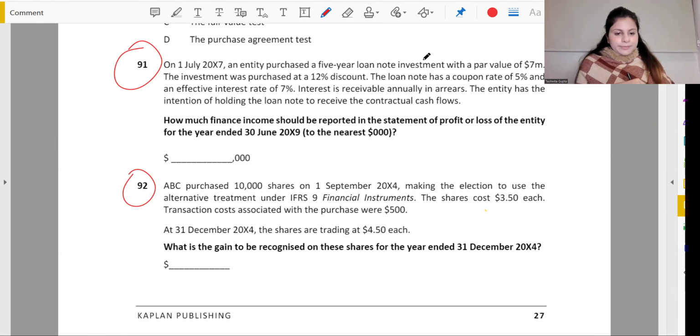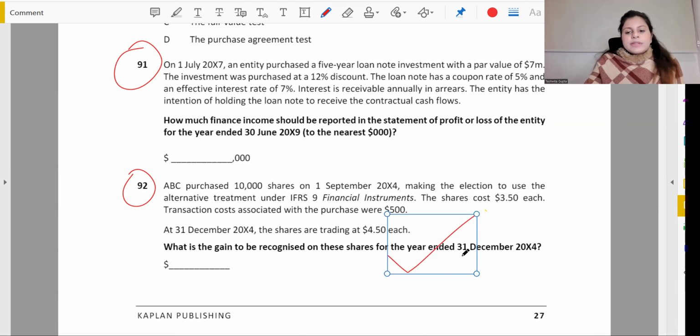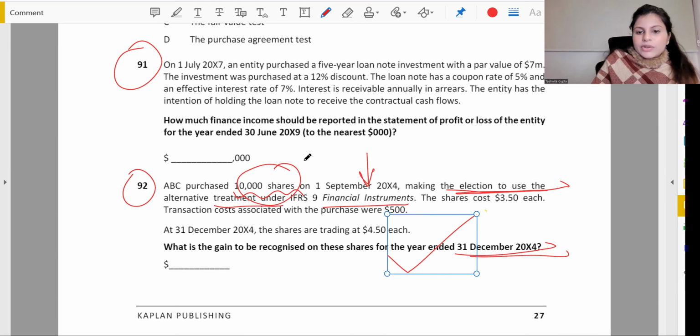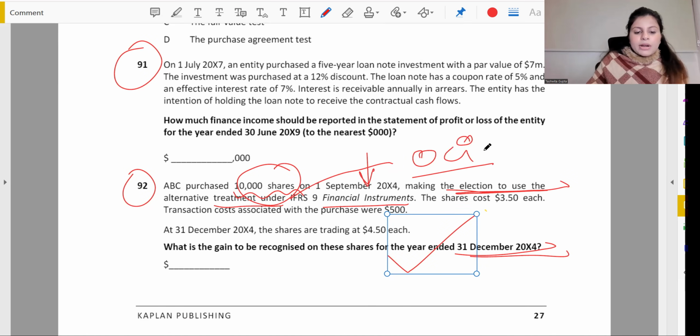91 and 92. What is the gain to be recognized on these shares on 31st December 2014? So ABC purchased 10,000 shares on 1st September, making the election to use the alternative treatment under IFRS 9. That means you purchased 10,000 shares. What is alternative treatment? Alternative treatment is OCI, fair value through OCI. Because by default method for shares is fair value through P&L. And this company has opted for alternative method. So most probably they've kept it for fair value through OCI.